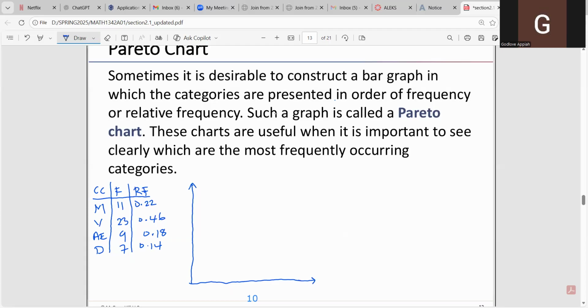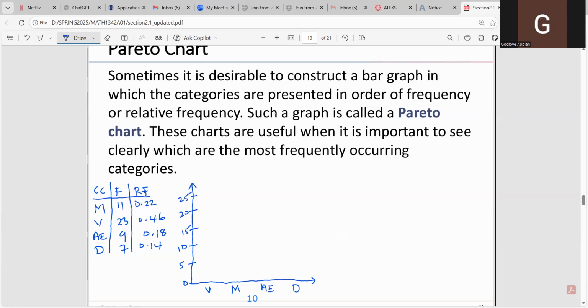So I'm going to have here Visa, and then the next one is going to be MasterCard, that is M. The next one is going to be American Express, and then the next will be Discover. And then I'm going to have my vertical axis labeled from 0 all the way to 25 at intervals of 5. I'm going to have 0 here, 5, 10, 15, 20, and then 25.